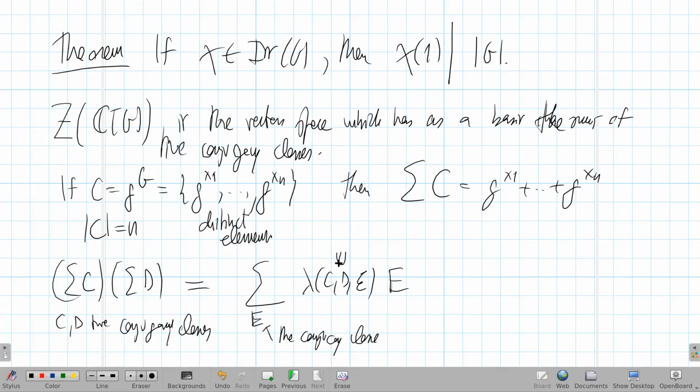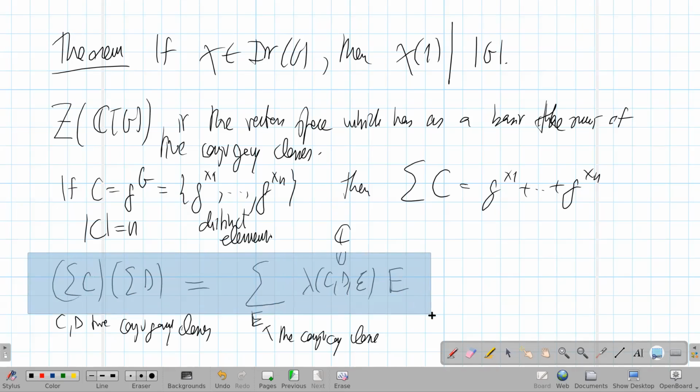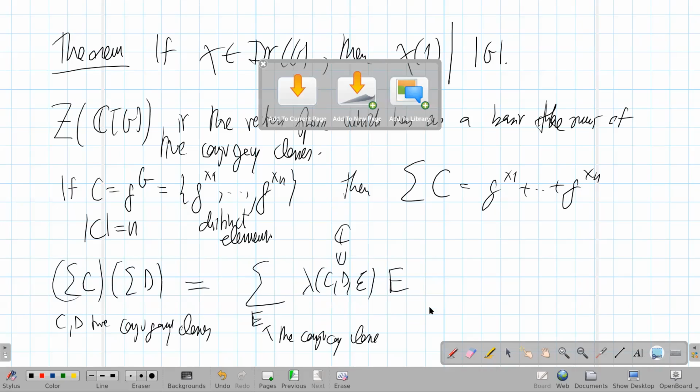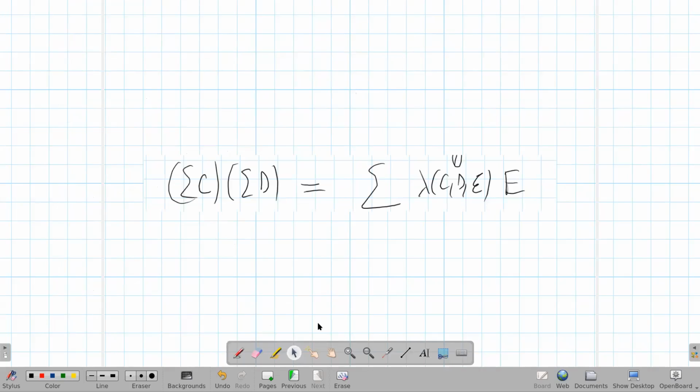In principle, these coefficients are in C, because all we know is that this algebra is a vector space with basis the sums of conjugacy classes. But if you look at what's happening here, okay, let's copy this and then we'll continue on the next page. If you take this formula here, okay, I'll rewrite the E on the other side, on a new page, okay?